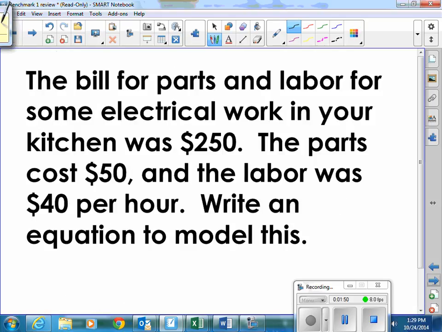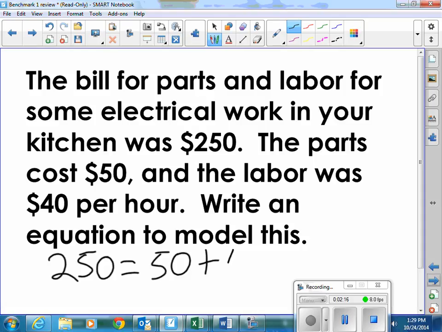The bill for parts and labor for some electrical work in your kitchen was $250. The parts cost $50 and the labor was $40 per hour. Write an equation to model this. You can pause the video. The bill equals parts plus labor per hour times the number of hours. That would be an equation that would model that situation.